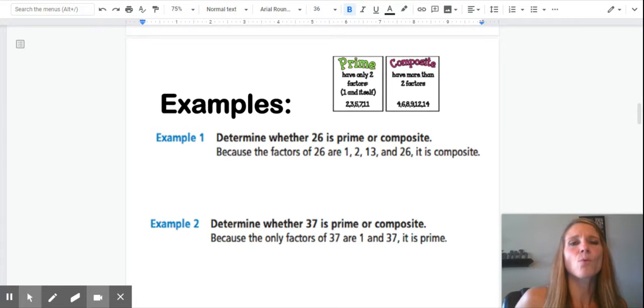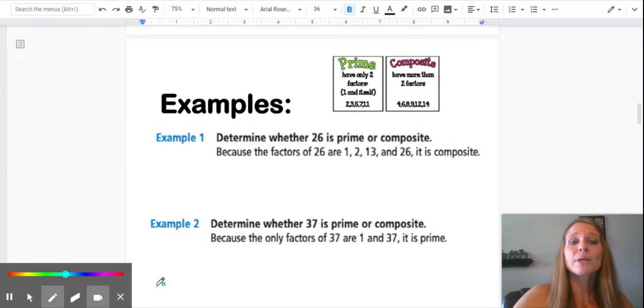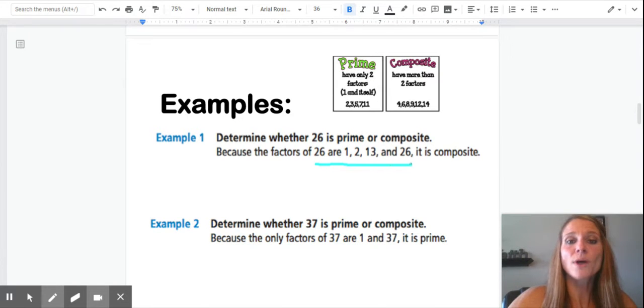So I really have to think about what values can I multiply together to get the number 26? Is it just 1 and the number itself? Or are there other options? And as soon as there starts to be other options, I can stop listing factors because I know it's not prime, it's got to be composite. So on this one, because the factors of 26 include 1 times 26, but also 2 times 13, because it's even, it's got a fact family involving the value 2, I know that this has more than 2 factors, and since it's more than 2 factors, this one has to be a composite number.